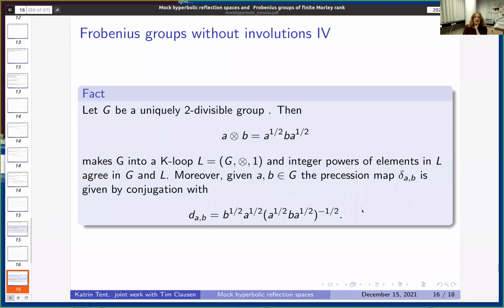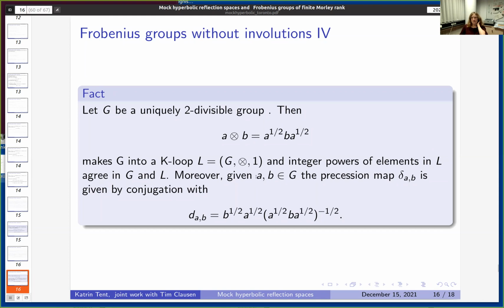Now, the next fact that we need: if you have a uniquely 2-divisible group, then we can define a somehow twisted multiplication in this way. You see, this is why we need the group to be uniquely 2-divisible. And in this way, we can make G into a K loop. So now, a priori, of course, you think maybe it's silly to turn something that's already a group into a K loop, but it's useful in this case. And the integer powers of elements in L are the same in G and in L. So at least in that respect, the group and the loop structure agree.